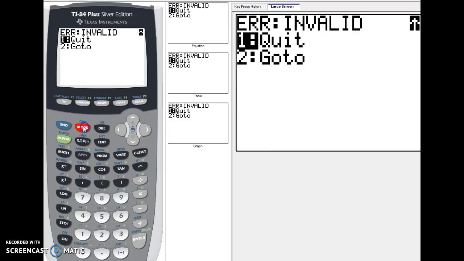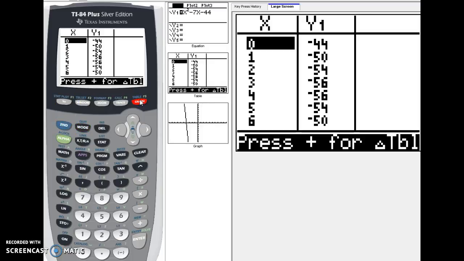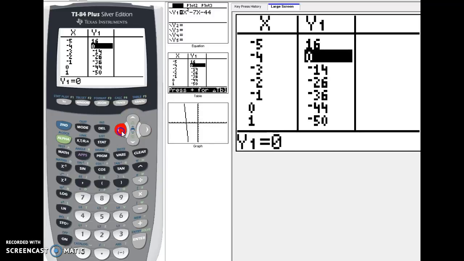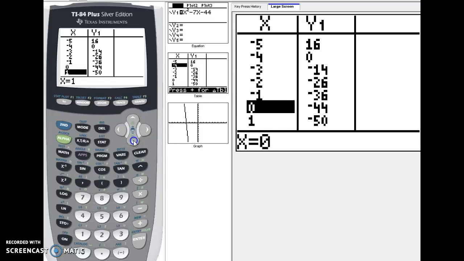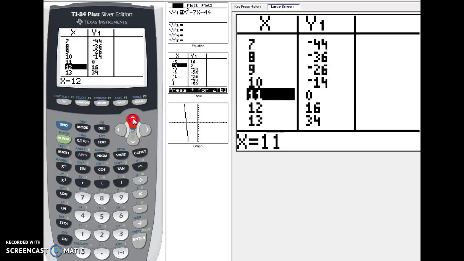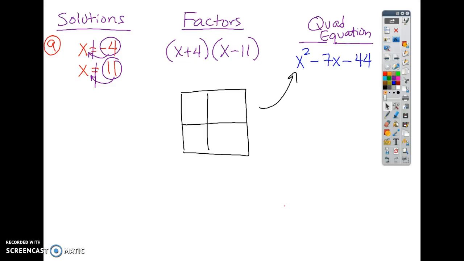So what you have to do then is you have to go to second graph and go find it on the table. So -4 gives me that 0. Now I have to go look for 11 to make sure that it gives you the 0. And there it is. 11 also gives you 0. So if you cannot see it on the graph, make sure you go find it on the table. All right, so this is the answer for number 9.